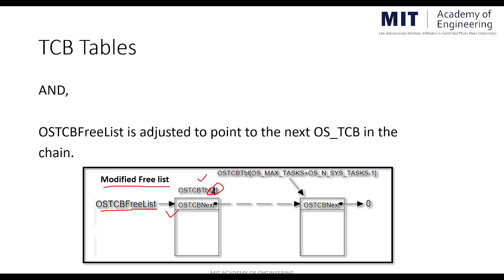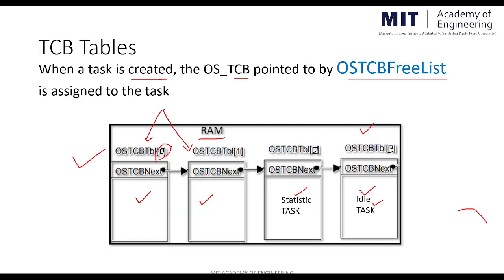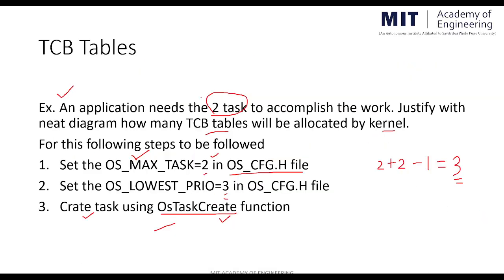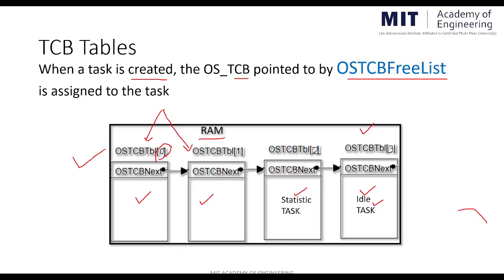So in this way, the TCB tables are managed by the kernel with the help of the OS task create function and the structure OS_TCB. The OS TCB free list is the free list available in the ROM, and the actual RAM has the OS TCB tables for the particular application. So this is all about the OS TCB table. All of you should understand the purpose of this, different applications, and how we can draw this RAM memory block for the OS TCB tables.